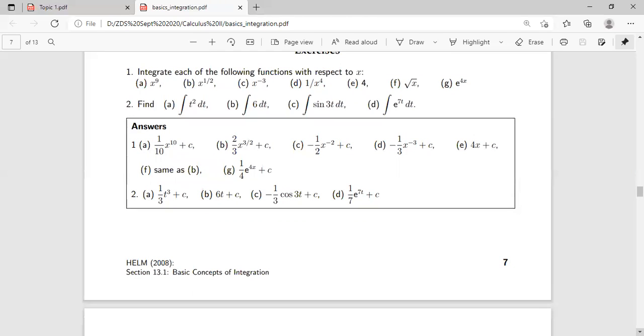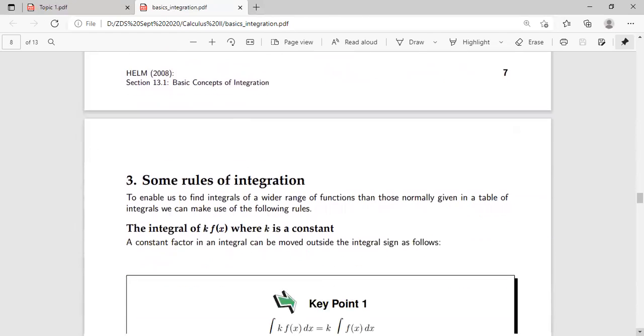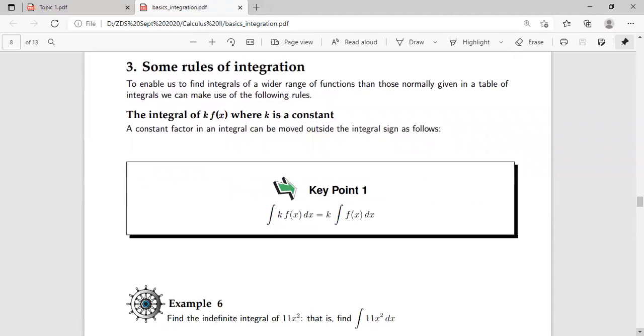The other thing that I wanted to explain in this family of f(x) plus c is the constant multiple rule and the sum or difference rule. So these are some of the rules of integration to enable us to find the integrals of a wider range of functions than those normally given in the table.